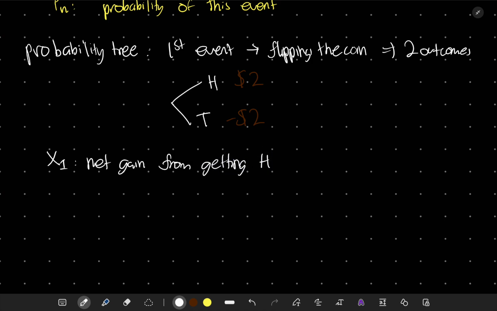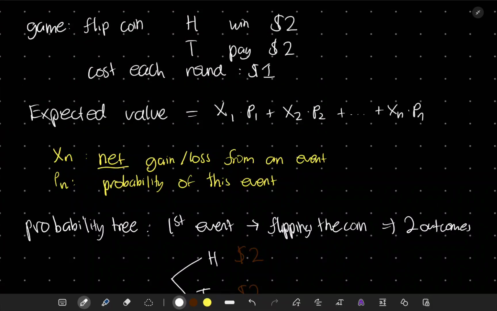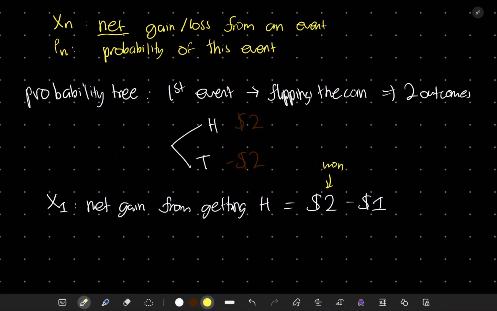If I look at the net gain, that's $2. That's how much I win, right? But then I'm going to subtract $1. Why is that? Because the game says that the cost each round is $1, so I'm going to write this down as the cost. If it mentions cost, you'll always have to account for it, whether you do net gain or loss. When you do $2 minus $1, I overall gain $1.